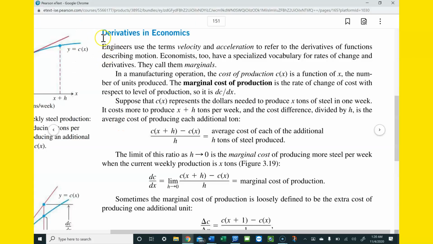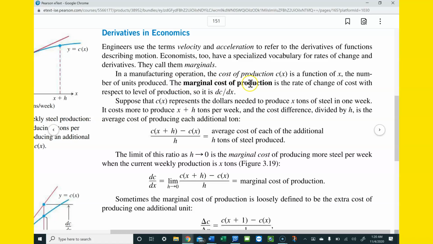All right, next we're going to talk about not only derivatives in physics, but now derivatives in economics. Engineers use the terms velocity and acceleration to refer to the derivatives of functions describing motion. Economists, too, have a specialized vocabulary for rates of change and derivatives. They call them marginals. In a manufacturing operation, the cost of production, which we will do as this function C of x, is a function of x, which is the number of units produced. Units of whatever that company makes, widgets or golf balls or whatever it might be. The cost of production with x number of widgets being produced.